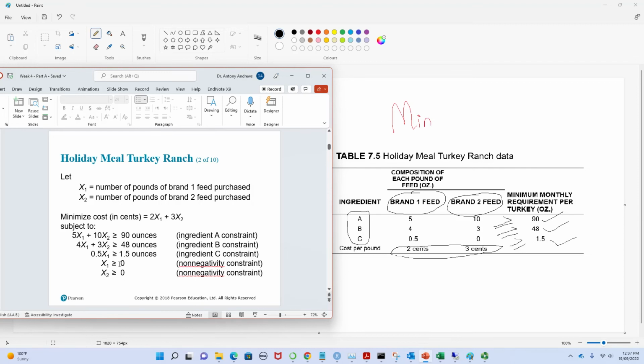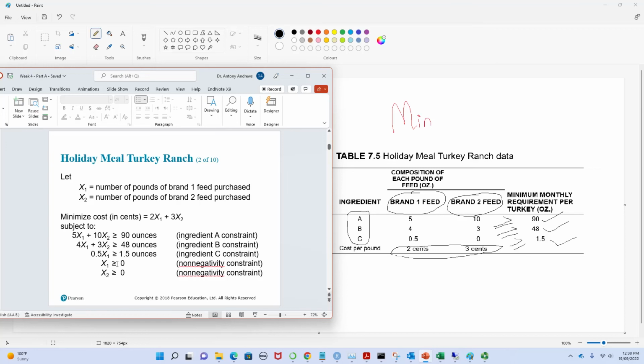And at the end, non-negatively constrained, because you must have some of this to feed turkey, right? You can't have negative. This means that you cannot have negative. You can have 0 of something, but you can't have negative, right? Alright, so makes sense. So this is our data.